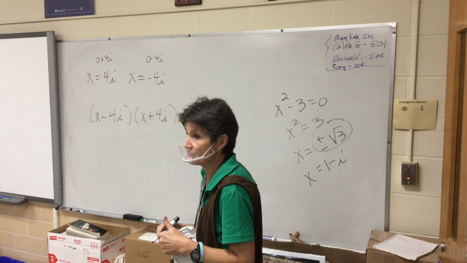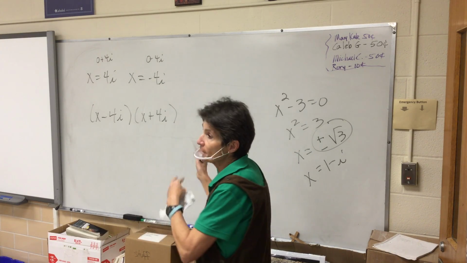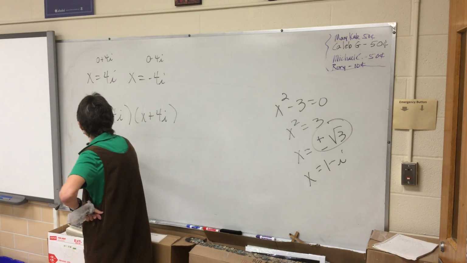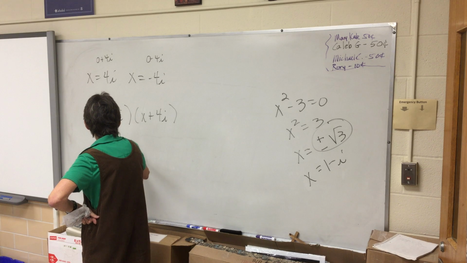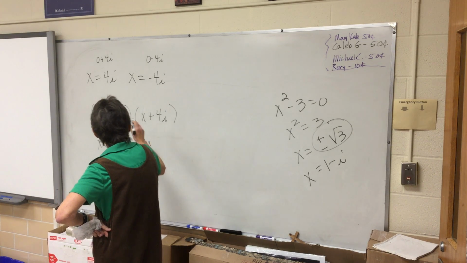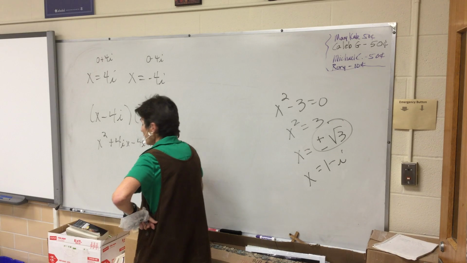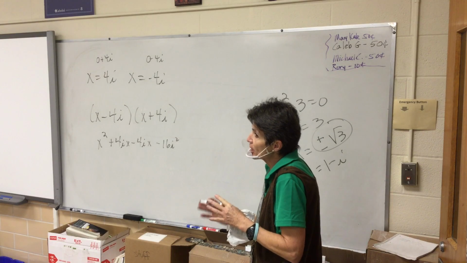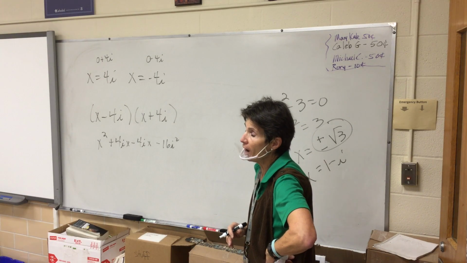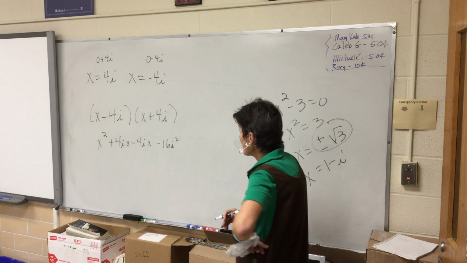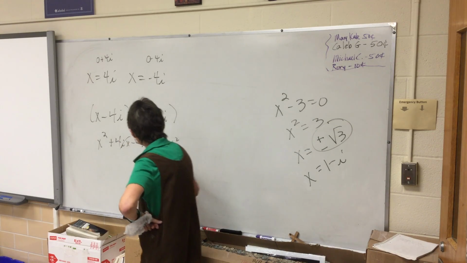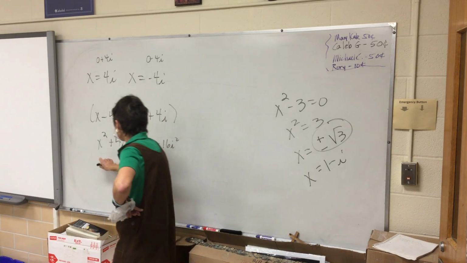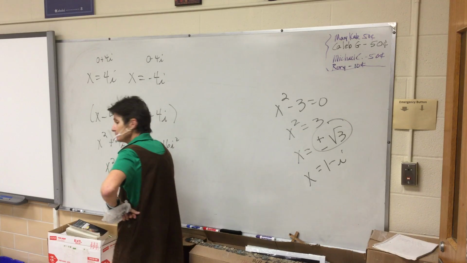Everybody with me? Okay. So this is going to be an easier FOIL. So x squared. And on the short ones or the long ones, guys, all the i's should go away. That's kind of how you can check as you're going. All of your i's should go away. Do they? Well, these do. What's negative 16i squared? 16. So this is x squared plus 16.